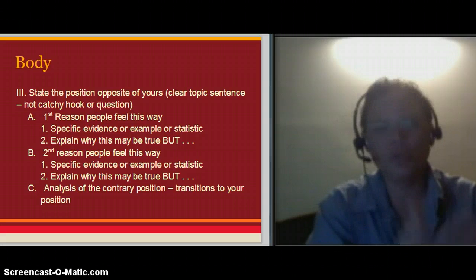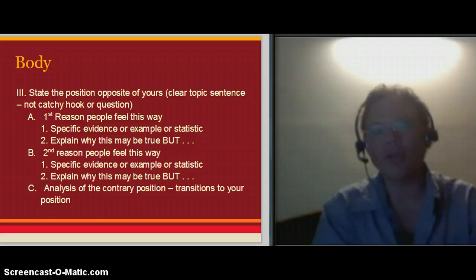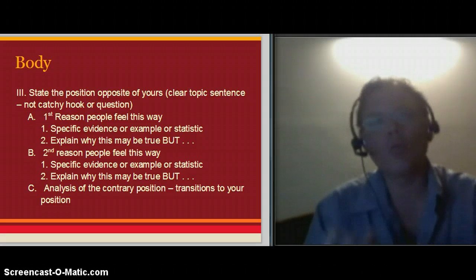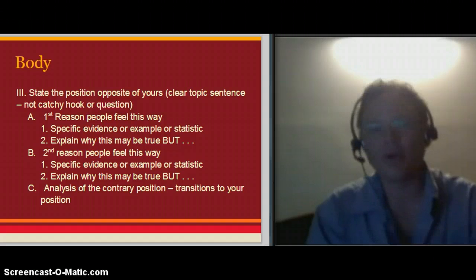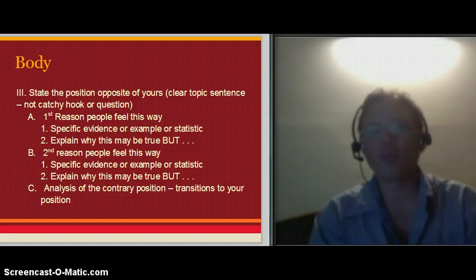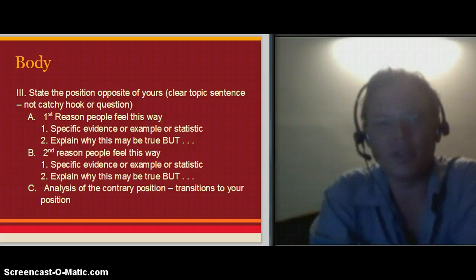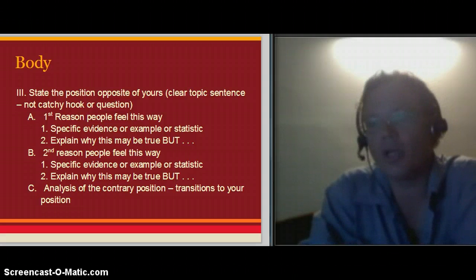You can use transition words here to give a little bit of an idea about your side. Explain why this may be true, but what is the evidence lacking? What is it not including? Don't go too far into this, because you're going to want to save the main points when you're actually describing the part of the issue that you're supporting. But this paper is all about doing good research and being fair to both sides.